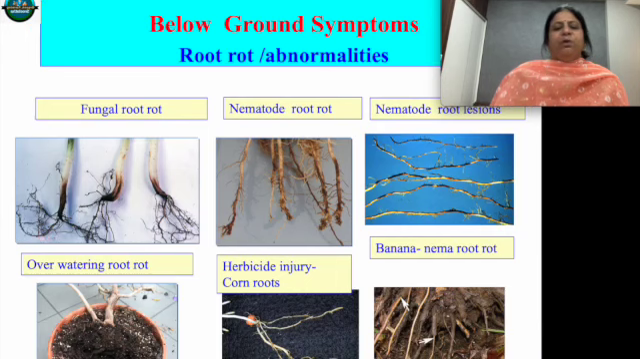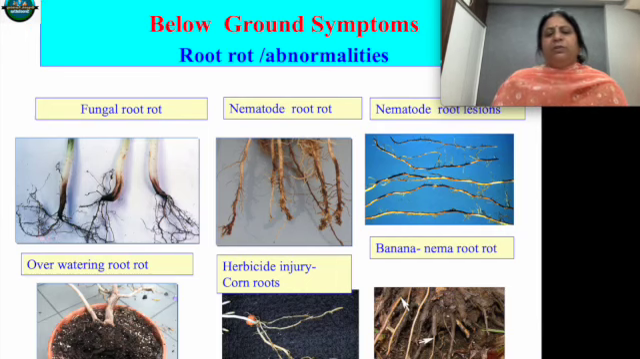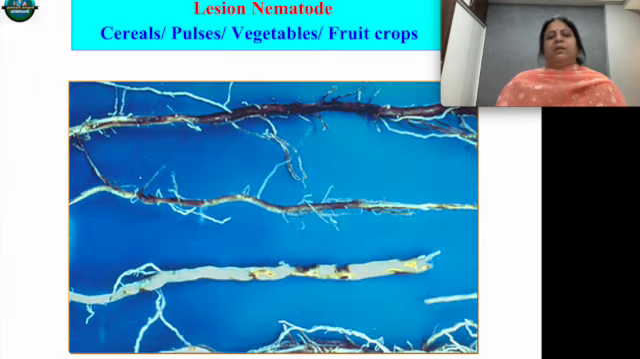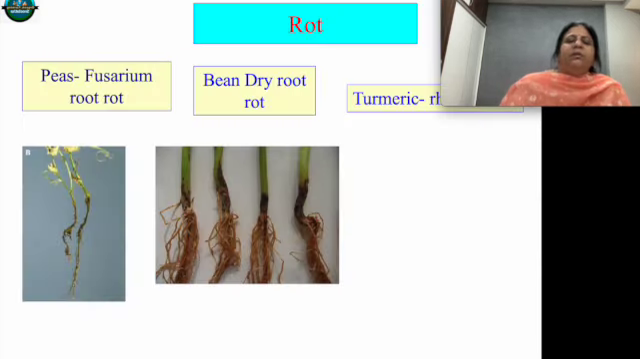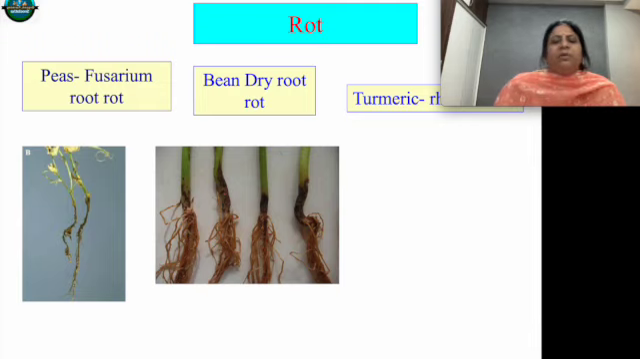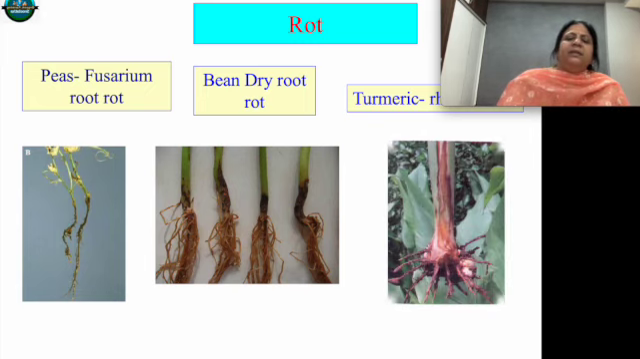So root rots and abnormalities, if you see: fungal root rot, nematode root lesions, overwatering is also a below ground symptom. Herbicide injury also appears in the roots. So banana root rot due to the nematode. You can see lesion nematode also expresses below ground. Fusarium root rot, bean dry root rot, turmeric root rot, these are all below ground symptoms.